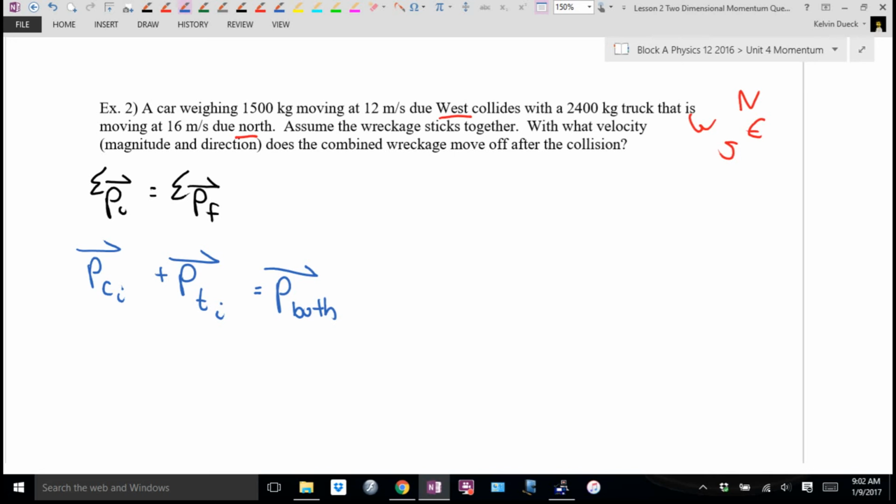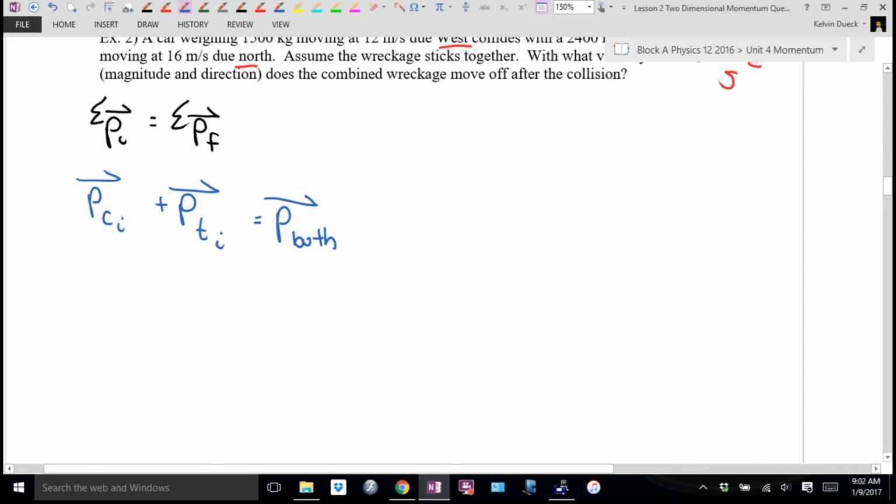Are we in a nice straight line? No? Ugh. Sinead, what direction was the car moving? So I'm going to draw a picture to the west.